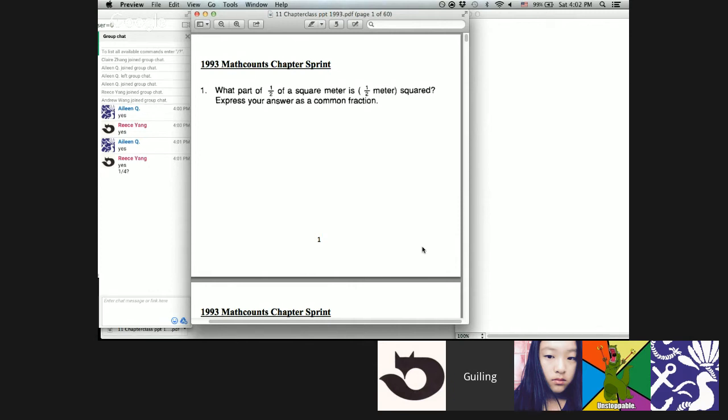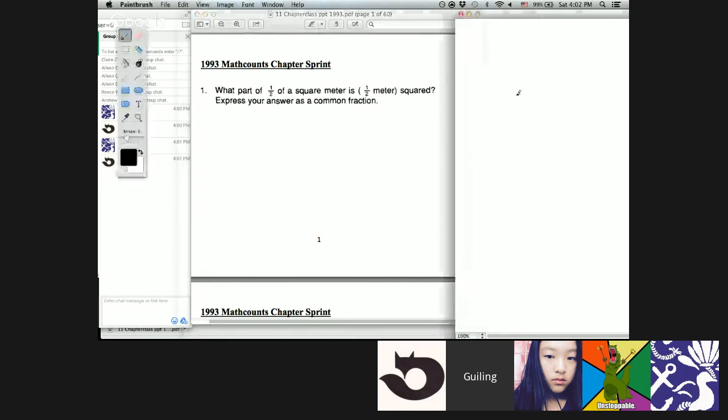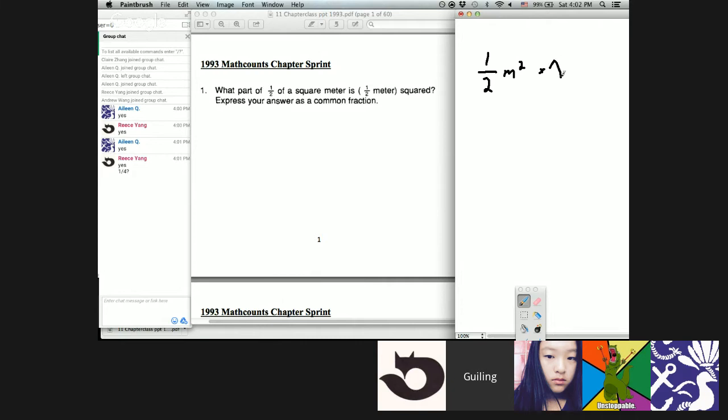Okay, since this is the first one, I'll go ahead and explain it because it's not a big deal. The confusing part is in the wording. So it says what part of half a square meter, so 1/2 meter squared. So what part, so it's like x of 1/2 meter squared is equal to 1/2 meter squared. So that's just 1/2 times 1/2.